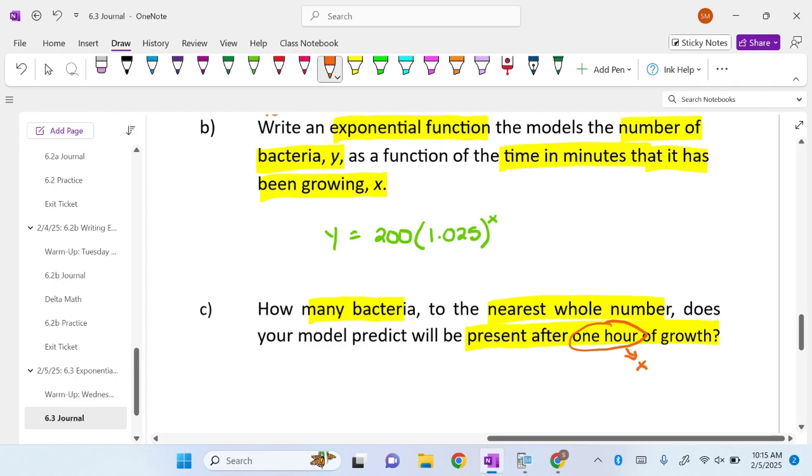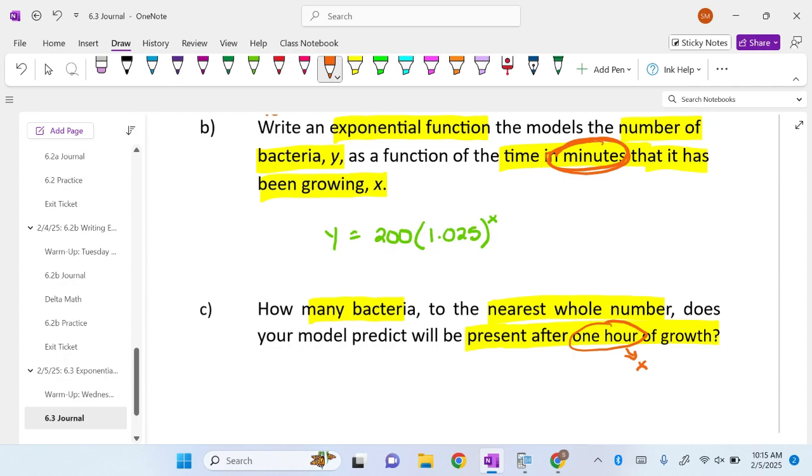Now let me ask you this. Is X equal to 1 in this case? Are you sure? No. Why? Look at the units it started with. So look at part B. What did it ask us to write our X value in terms of? What time units did we initially write our X value in? Minutes. So we initially wrote our X value in terms of minutes.